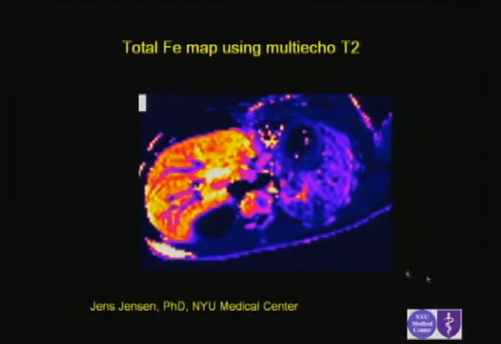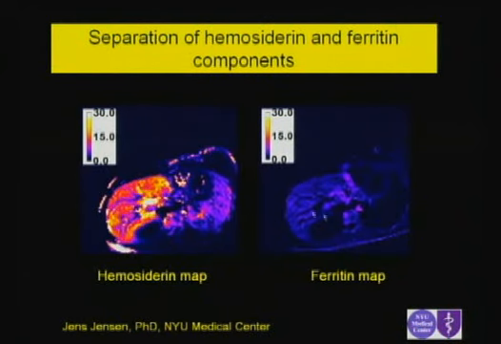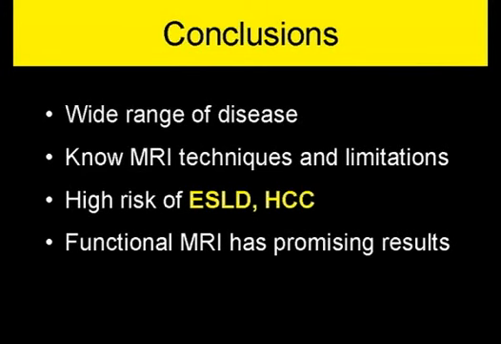Okay, let's finish by looking at iron quantification. These slides were given to me by Dr. Jensen, who's been actively working on quantifying iron in the liver. You can use multi-echo T2 sequences to quantify the total amount of iron in the liver, but you can also separate the two types of iron, hemosiderin and ferritin, and try to quantify that, and he's actively working on that. So there's a lot of potential in this type of research.